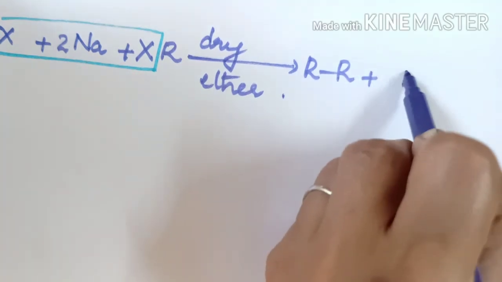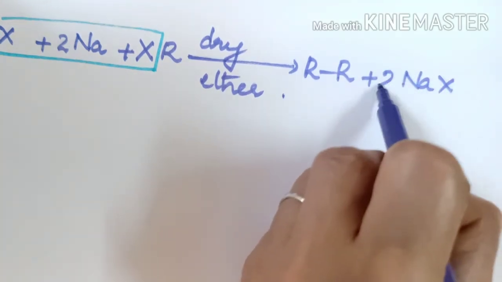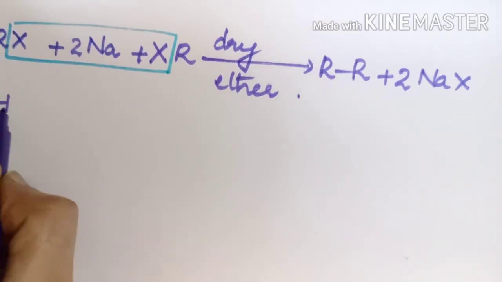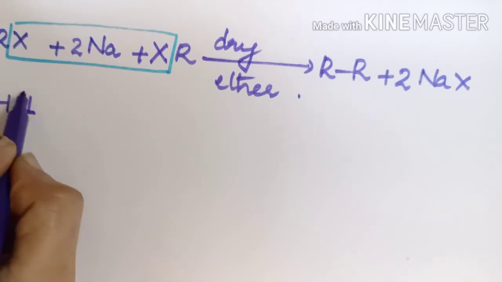So to make it specific, we'll take the example of methyl iodide. What is methyl iodide? Methyl is CH3 and iodine is I.